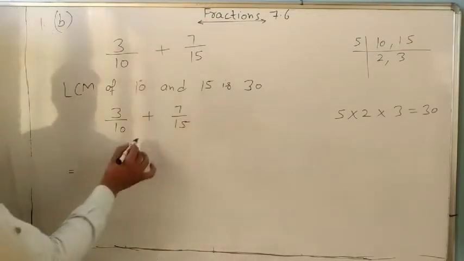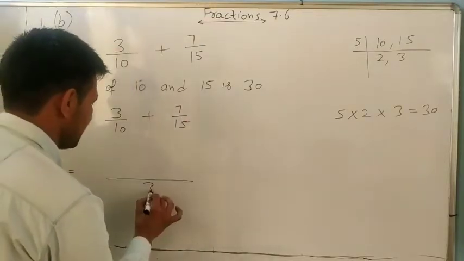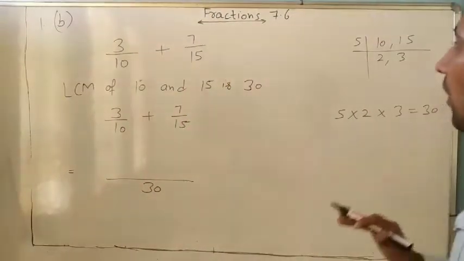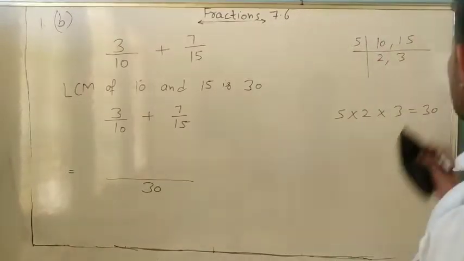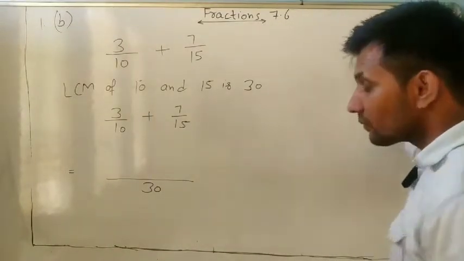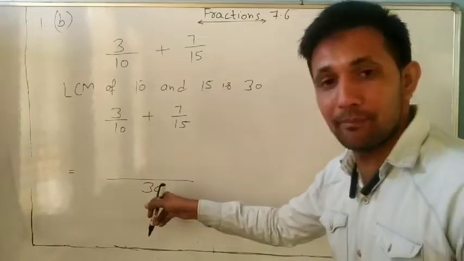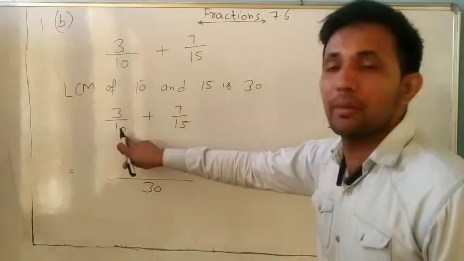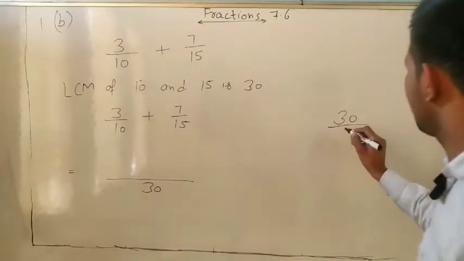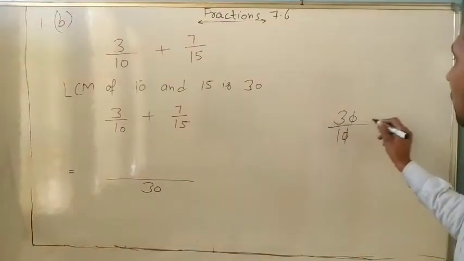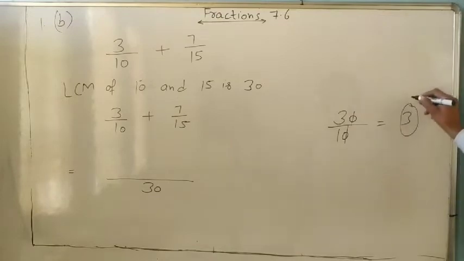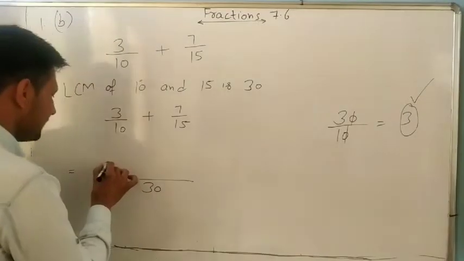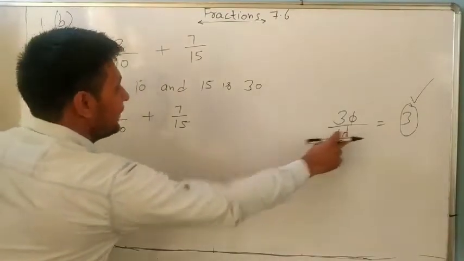So the first step is taking the LCM. LCM is 30. Now what is the second step? Second step, do you remember how to add? Always the LCM is divided by the denominator. 30 divided by 10, zero cancels zero, what do we get? 3. It is always multiplied by the numerator.